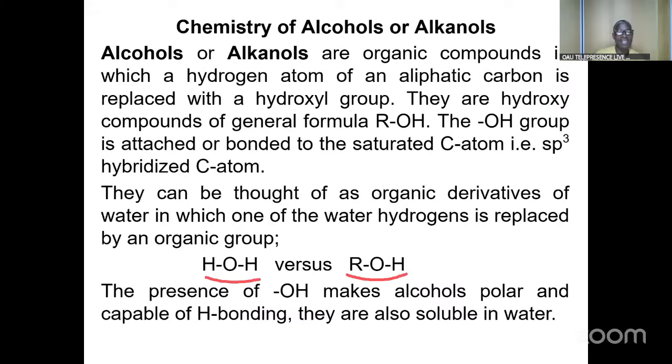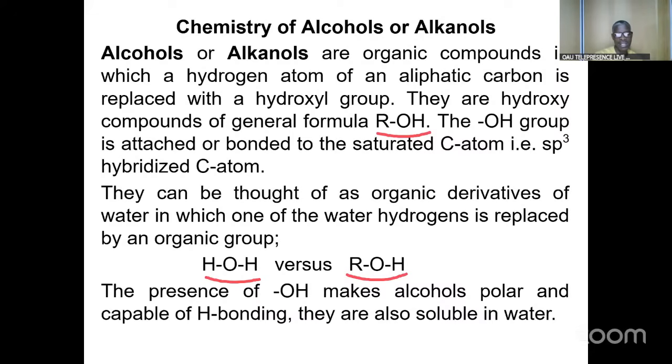And like I said, what do we mean by alcohols or alkanols? They are organic compounds in which a hydrogen atom of an aliphatic carbon is replaced with a hydroxy group. That is, they are hydroxy compounds of the general formula ROH. The OH group is bonded to the saturated carbon atom, that is, an sp3 hybridized carbon atom. Alcohols can also be thought of as organic derivatives of water, in which one of the water hydrogens is replaced by an organic group.